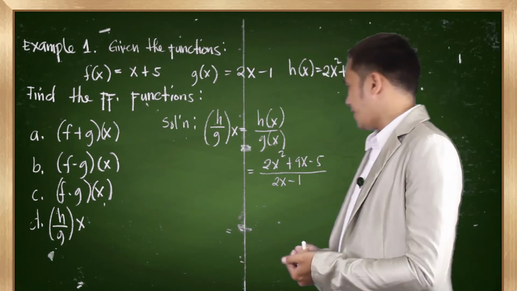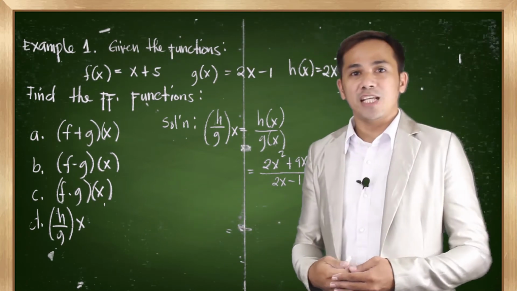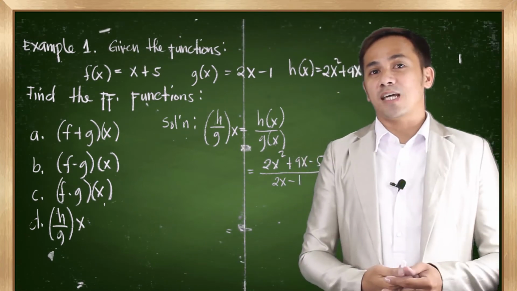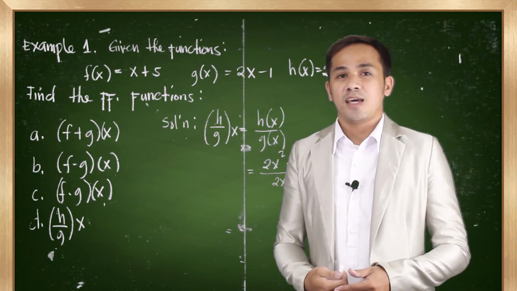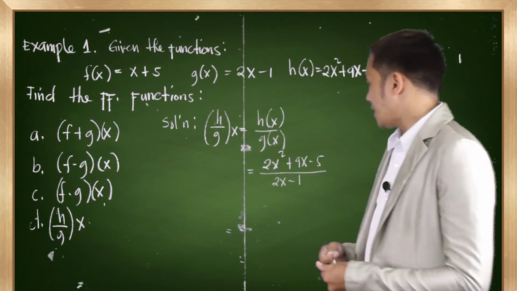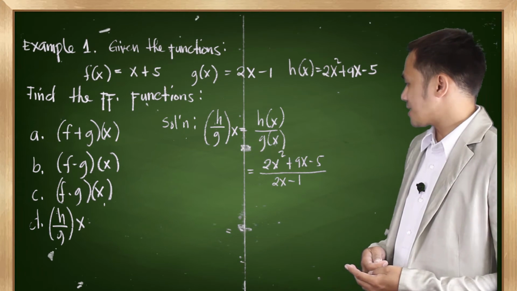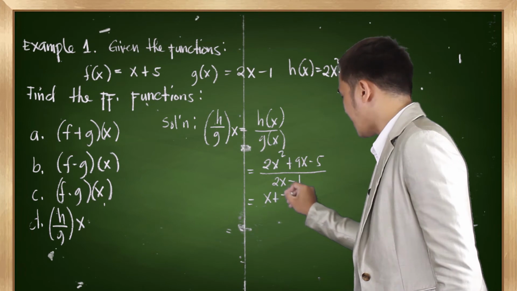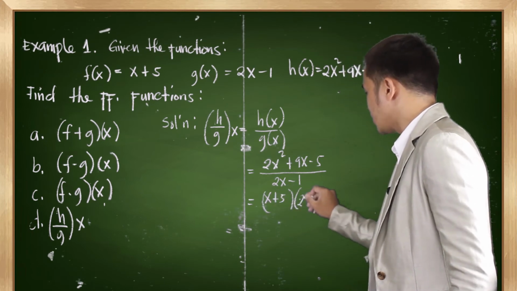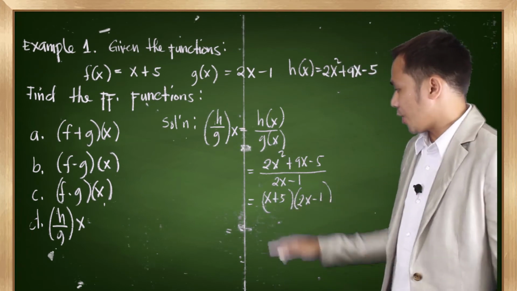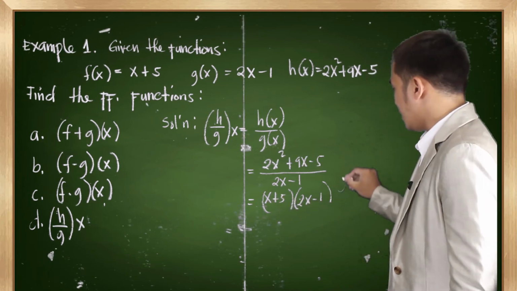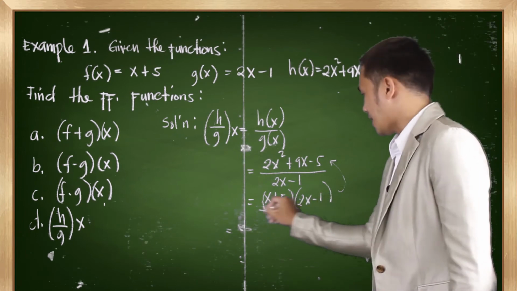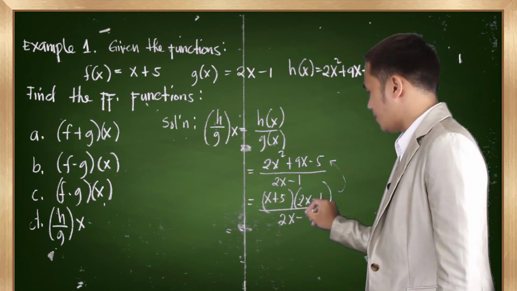And how can we divide a quadratic equation by a linear equation? And the answer is we are going to apply the concept of simplifying rational equations. For us to do that, we are going to factor out 2x squared plus 9x minus 5, and that becomes x plus 5 times 2x minus 1. If we are going to get the product of this, we will come into 2x squared plus 9x minus 5. That is over 2x minus 1.